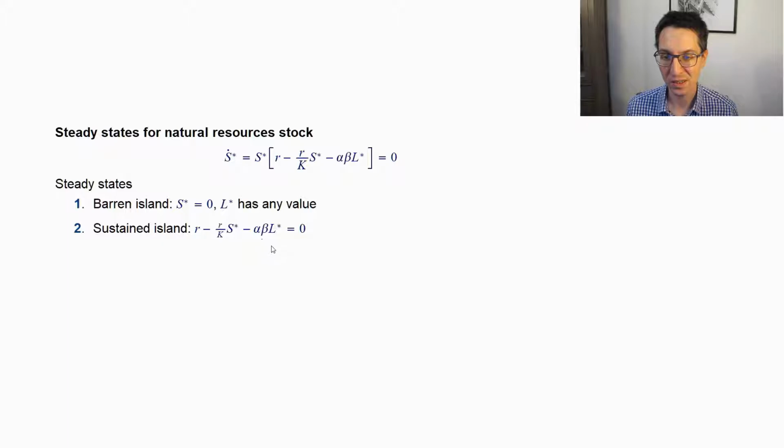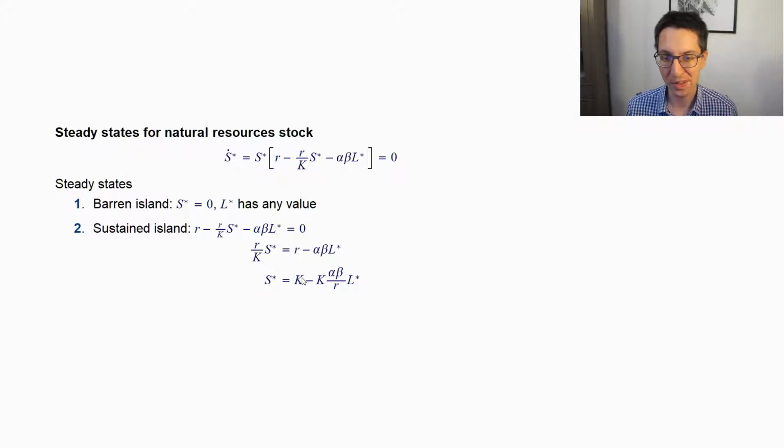What we can do is just write R over K times S star equals R minus alpha beta L star. And then after dividing by R and multiplying by K on both sides, we simply get this solution for S star, which is equal to K minus K, which multiplies alpha beta divided by R times L star. We call it the sustained island because there's a positive amount of resource and harvesting is just the same as the natural growth of the stock.